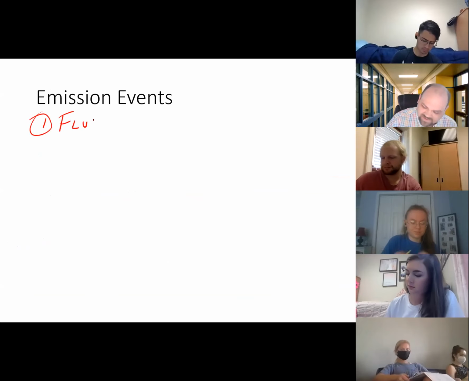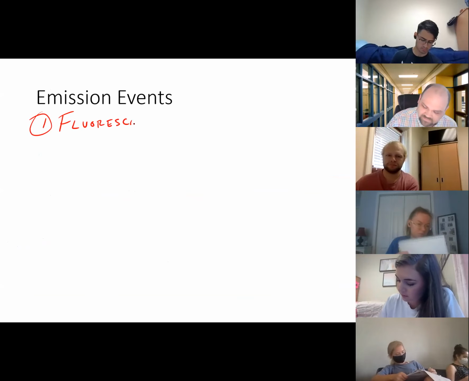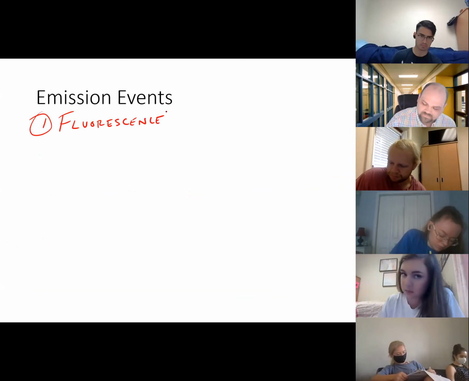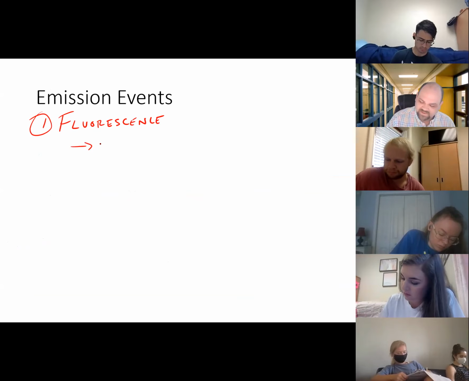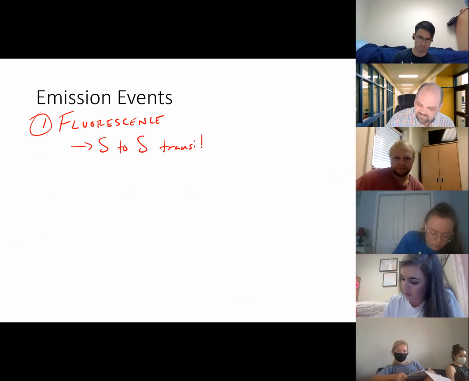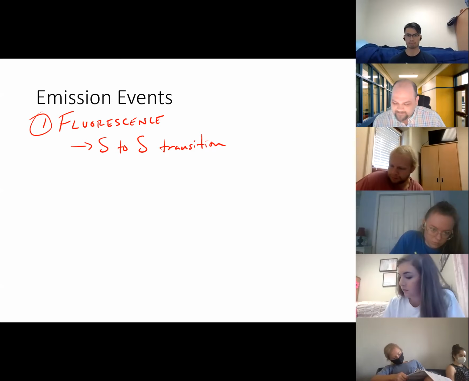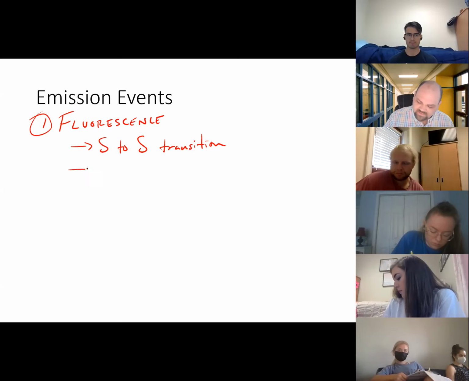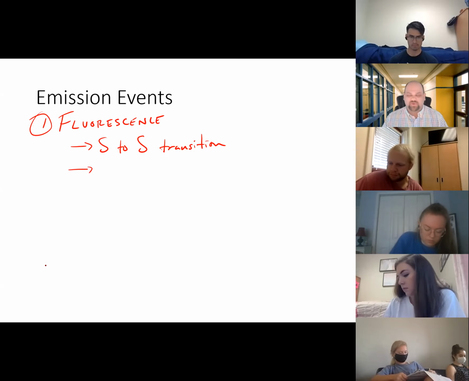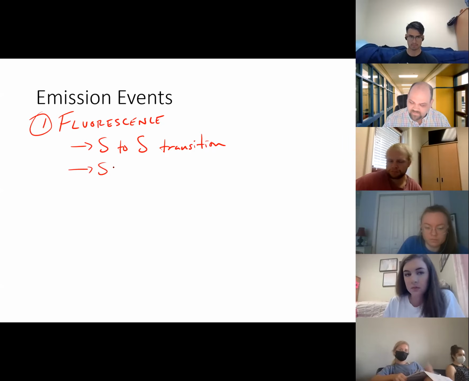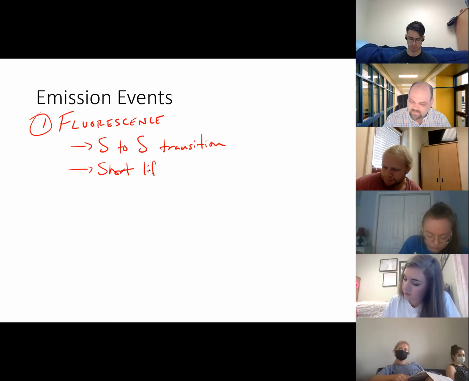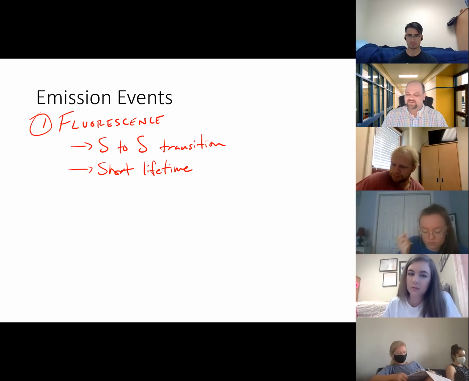The first and the most common is fluorescence. Right? This is a singlet to singlet transition, right? And it is most commonly S1 to S0, but of course you could have it between any two singlet states. Singlet to singlet transition, and fluorescence has a pretty short lifetime, right? When we talk about a quantum lifetime, it's essentially how long it takes for that particular transition to occur.